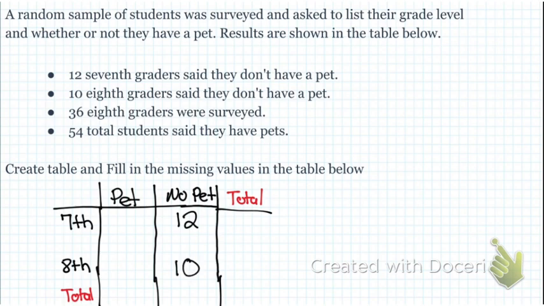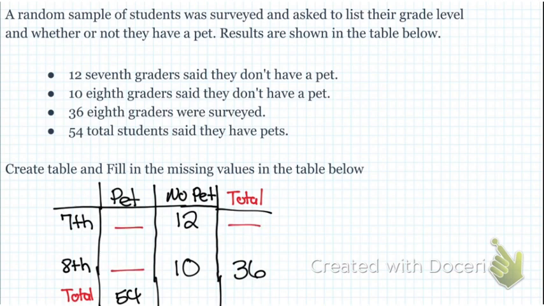There was 36 8th graders that were surveyed. So if this is my 8th grade column, I'm going to go all the way to the end where my total is and put 36. And then there's 54 total students who said they have a pet. So total students, we're going to go to the pet column, go all the way down to total and put 54.